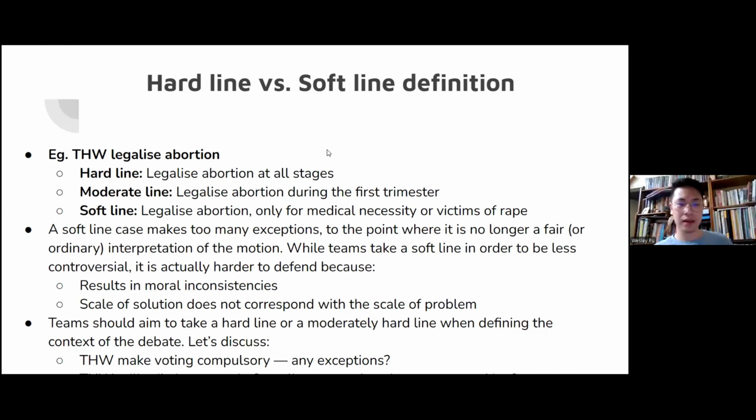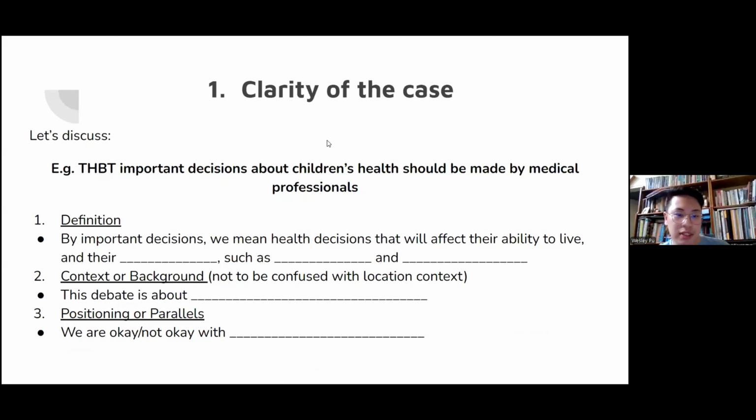Next. So let's discuss. We have to discuss this. Okay, we can look at this very briefly. I can come back to this later if I have time.